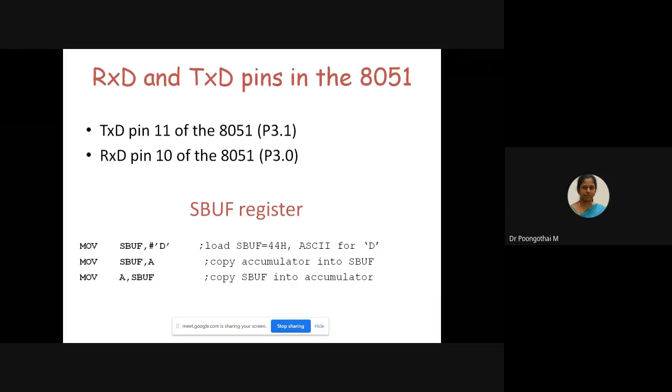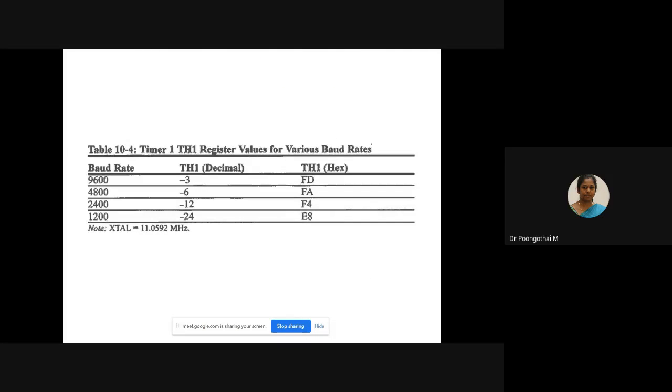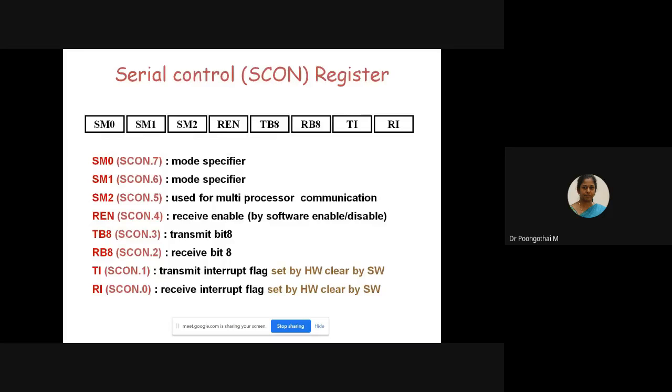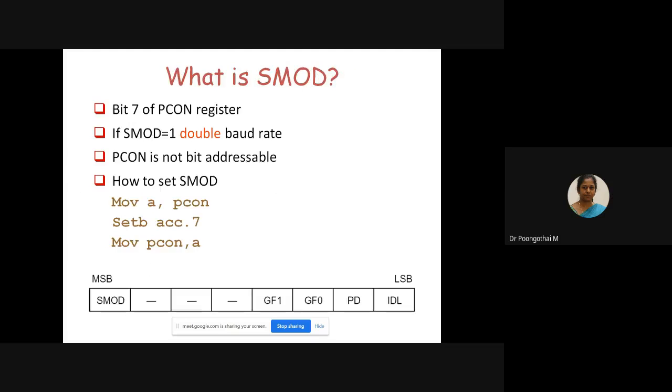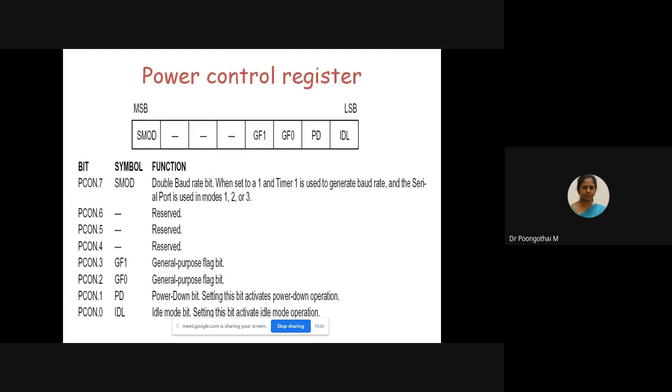Next class we will see about the SBUF register, which is a very important register for serial communication. The next one is the SCON register, the serial control register, and the third one is the PCON register. So there are three special function registers mainly used for serial communication: SCON, SBUF and PCON. Next class we will see about these special function registers.